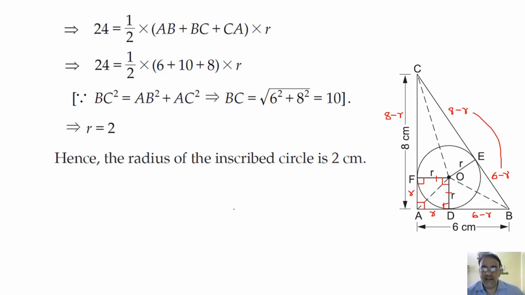So दोनों को ऐड करने से कितना आ रहा है? 14 minus 2r is equals to 10. So if you solve, you will get r is equals to 2.